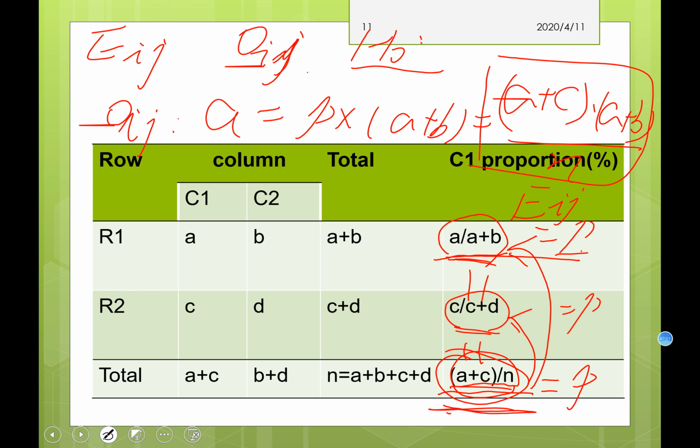So that means this is the expected frequency. That is what has not really happened in our research. So here, if we can prove that the observed frequency A really equals this number, that means we prove that H0 is really true.